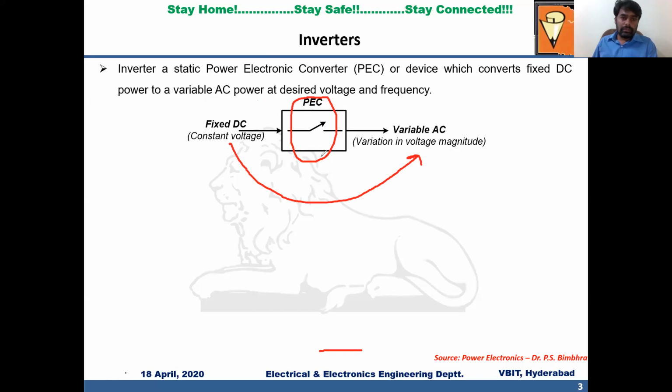So now we'll see what is there inside this power electronics converter block. Obviously, as we are varying the voltage across the load, that means we are controlling the output voltage. So there should be controllable elements inside this power electronics converter block. So basically, your power electronics subject deals with the thyristors. So we will use some thyristors inside this block.